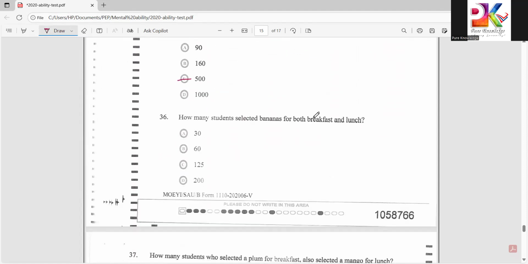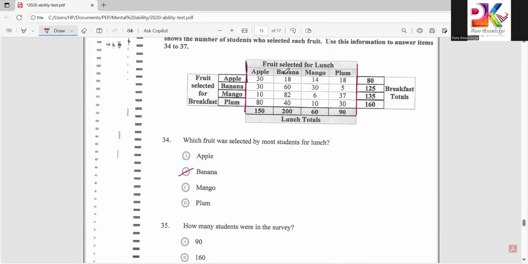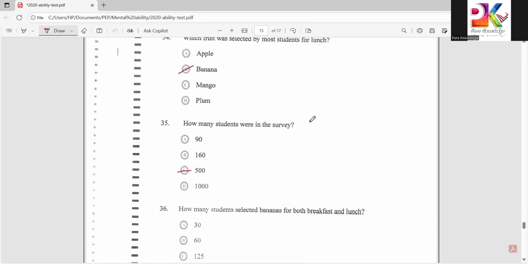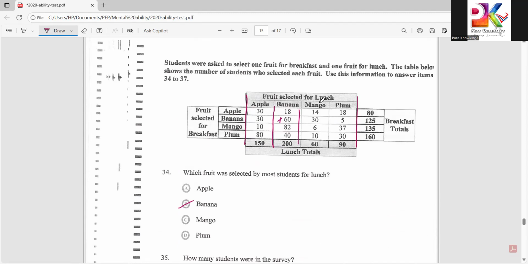36 says how many students selected bananas for both breakfast and lunch. We're going to look at bananas. Banana for lunch is 60 because it goes here, and banana goes across is 60. So banana is 60, selected banana for both breakfast and lunch. You can see it cross there, the table is crossed. So this side is for breakfast. Rows is for breakfast. Columns is for lunch. And we can see where they both meet in one section there. So it's 60.